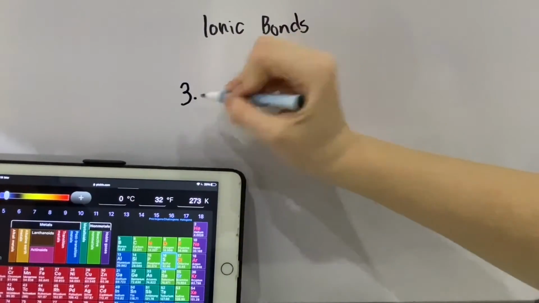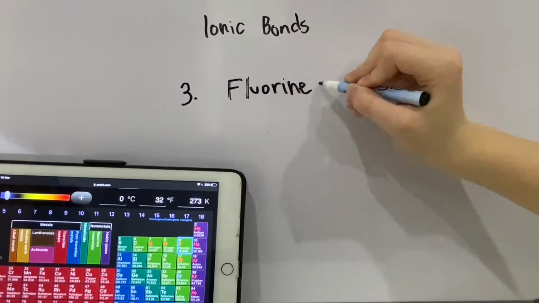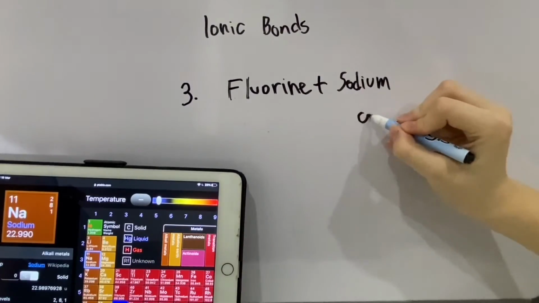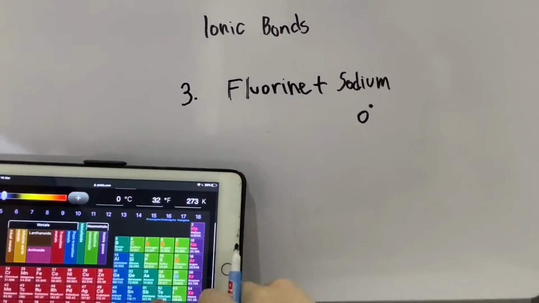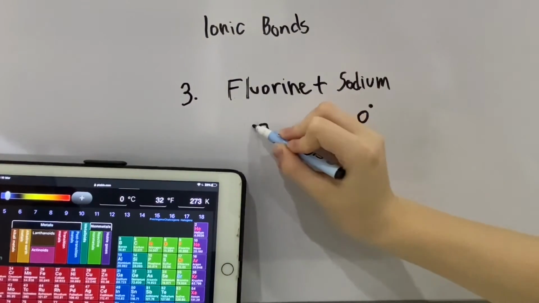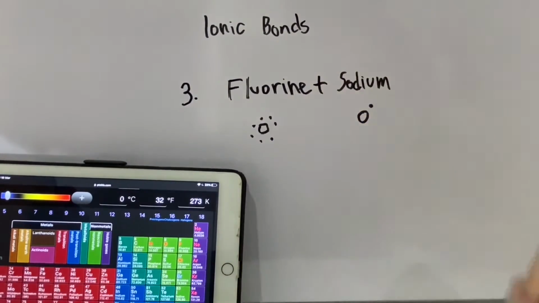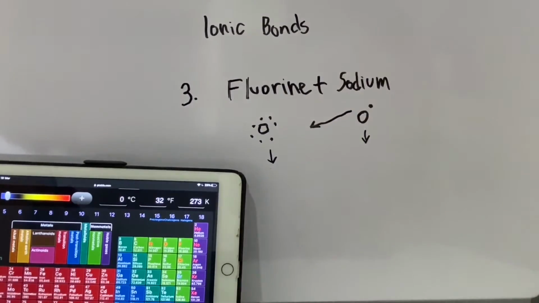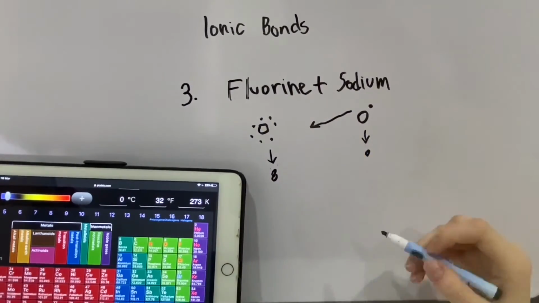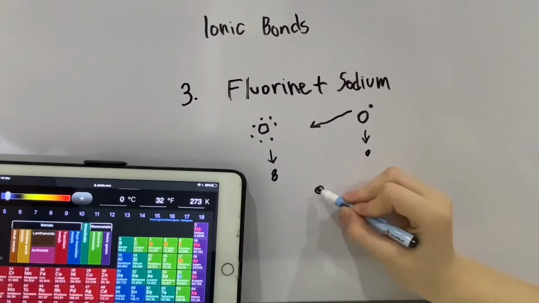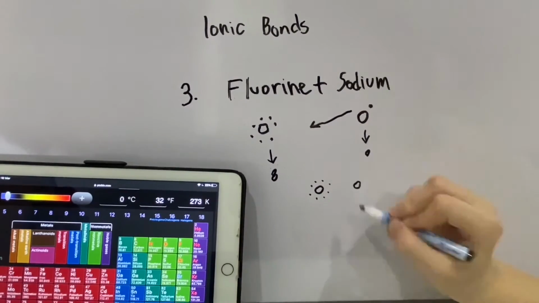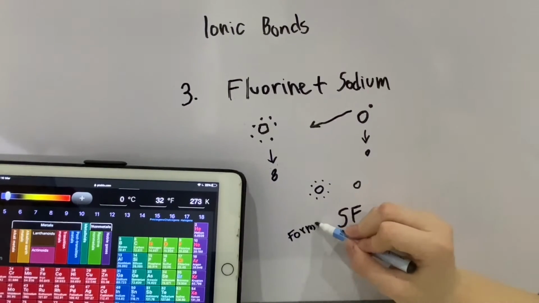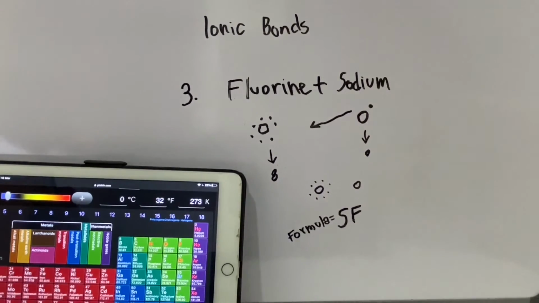Okay, let's move on with our second example, which has our 2 elements, fluorine and sodium. Sodium is in the first group with 1 electron, and fluorine is in the 7th with 7 electrons. So fluorine is going to steal that 1 electron from sodium, and he's now going to have 8, and sodium is going to have none, which can also be represented like this. The formula for this would be NaF.